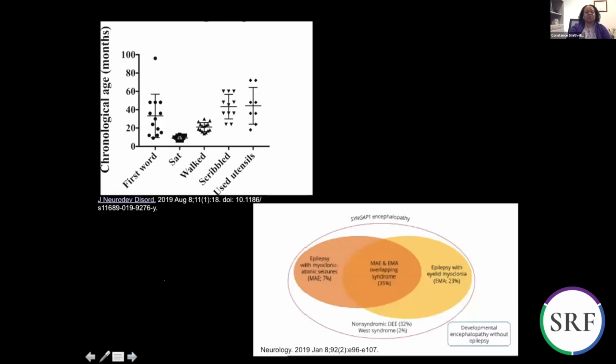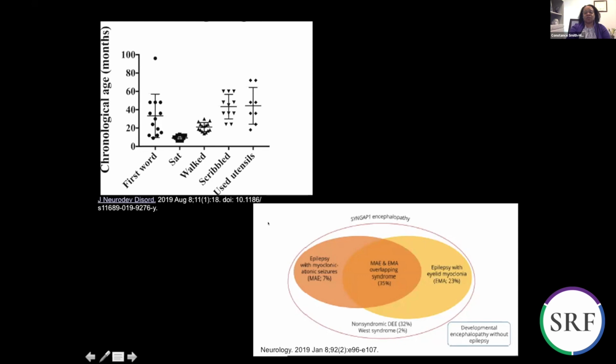Now, Jimmy Holder's group published a paper last year that indicates that there is a developmental delay occurring across all developmental milestones. Notably, many patients exhibited their first word at about 35 months. And those who started to walk independently, on average, walked at about 20 months. And with regard to fine motor skills, patients acquired that around 50 months or so.